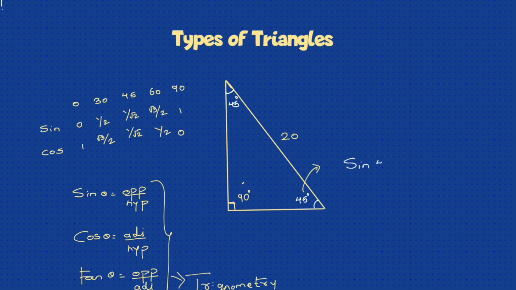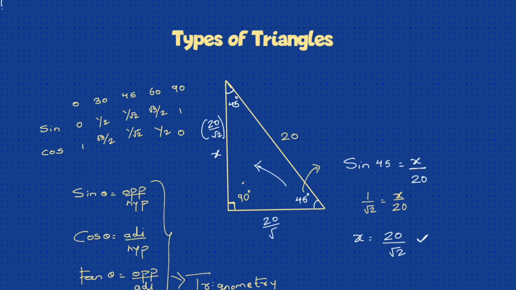Now sin 45, what will be sin 45? This will be equal to opposite side. What is the opposite side? Let it be x, that I'm supposed to find out, upon hypotenuse. What is the hypotenuse? 20. But according to the table, what is sin 45? 1 by root 2. So 1 by root 2 is equal to x by 20. x is equal to what then? 20 by root 2. Again, that is one of the sides of the triangle. The other side will also be equal to 20 upon root 2.